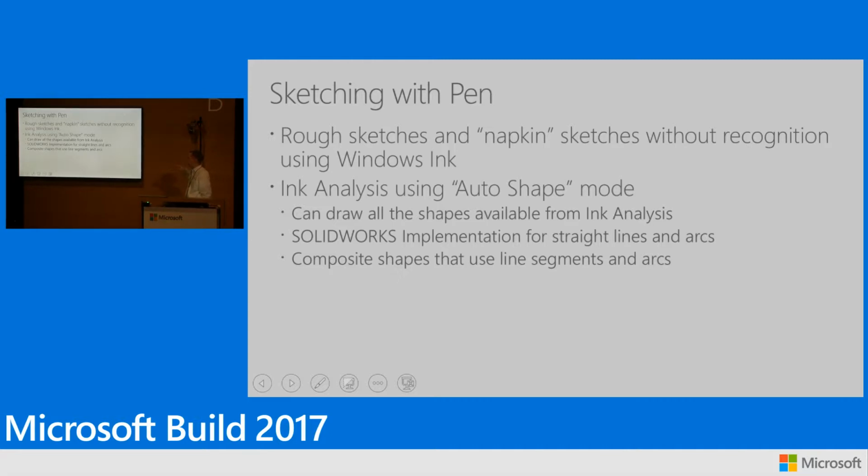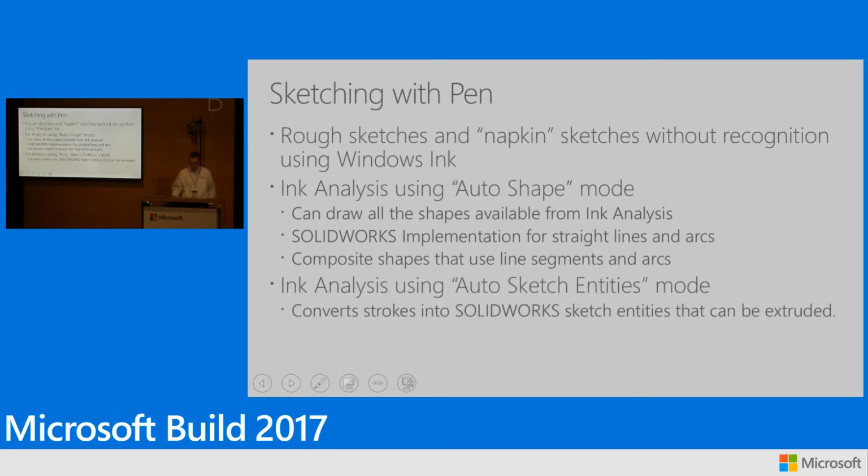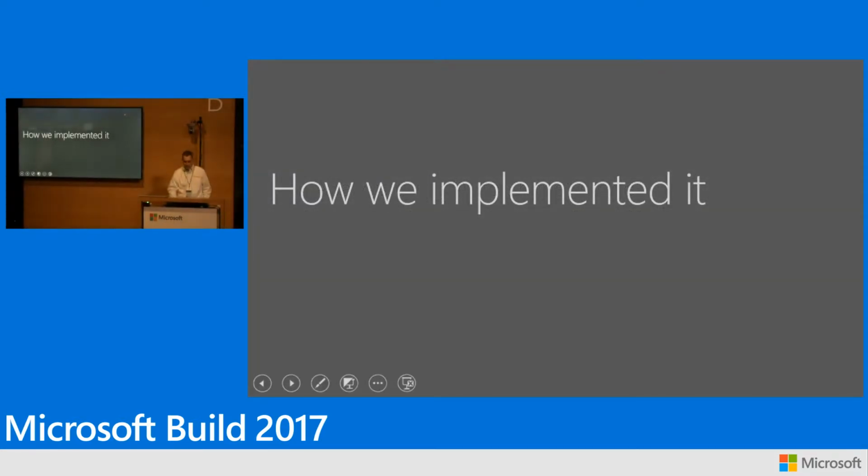We've also been able to do some custom implementation for things like straight lines and arcs, line segments and arcs, which happen in CAD sketching quite a bit. So we needed to be able to support that as well. And then composite shapes and profiles. You want a closed profile so you can extrude it into a solid shape. And then we can turn those things directly into the sketch entity. So it changes the way you interact with the tool.